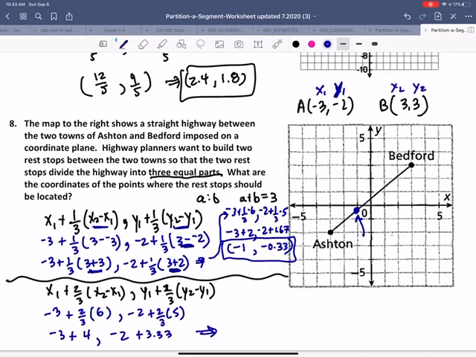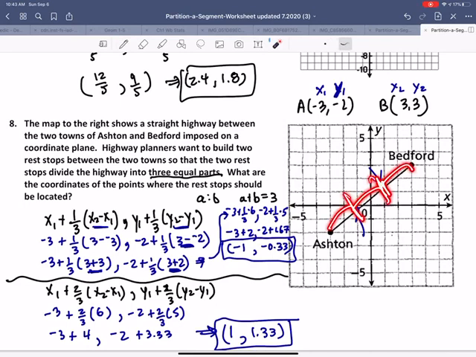Okay, so if we keep going, I end up getting 1 and 1.33. Okay, looking good. So I get 1 and 1.33. Beautiful. This is my other location, and that looks perfect. The 2 rest stops divided into 3 equal pieces.